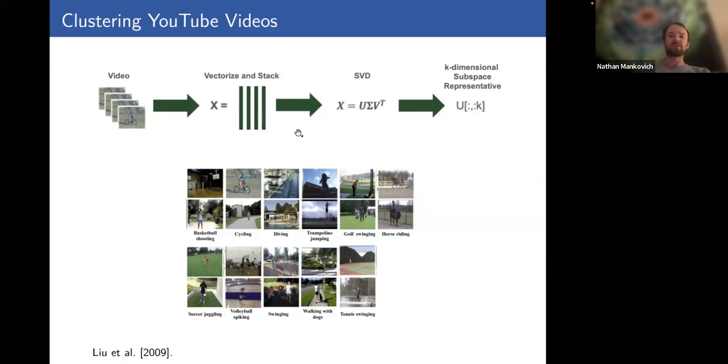This representation can be useful in the sense that it's somehow a little bit more robust to illuminations and things like that. So if you had a light that was flickering in the video, using a subspace representation for the video would sort of mod out for that flickering light.